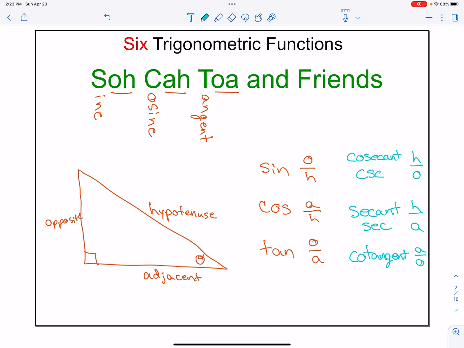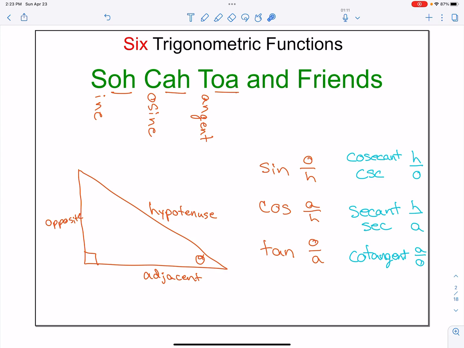We have SOHCAHTOA and friends. SOHCAHTOA stands for sine, cosine, and tangent. So sine, cosine, and tangent. Over here we have them written as well. Sine is opposite over hypotenuse, cosine is adjacent over hypotenuse, and tangent is opposite over adjacent. That's where SOHCAHTOA comes into play. If you can remember that, you can remember what sides go where in our fractions.